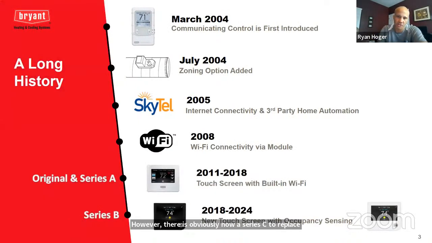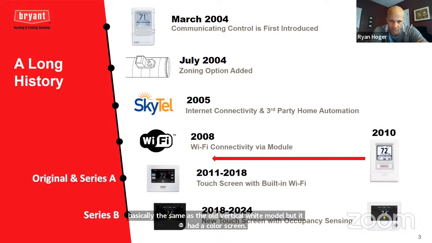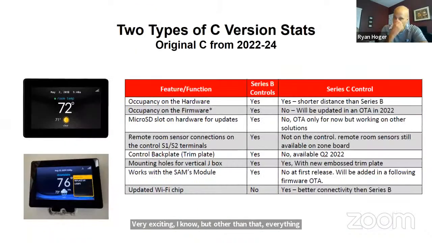On the Bryant side of the equation, everything I just said holds true, except for one caveat. On the Bryant side, there was this weird model that squeezed itself in in 2010 that we didn't have on the Carrier side. It's basically the same as the old vertical white model, but it had a color screen. Very exciting, I know. But other than that, everything we're going to talk about today with the touchscreens applies equally between Carrier and Bryant.